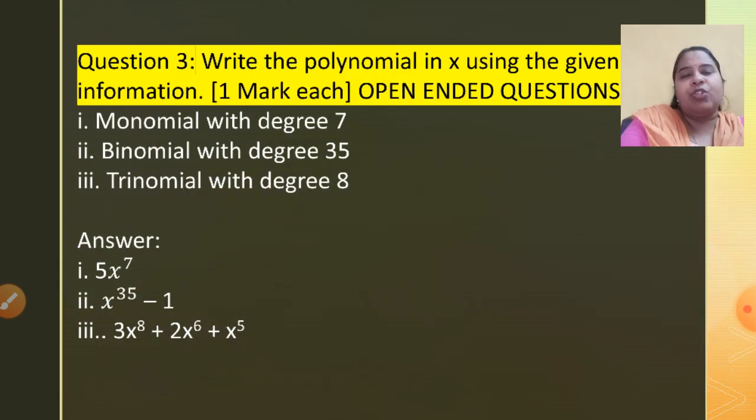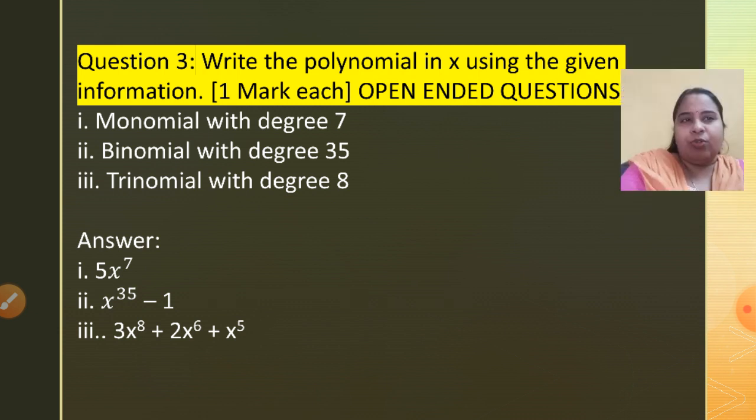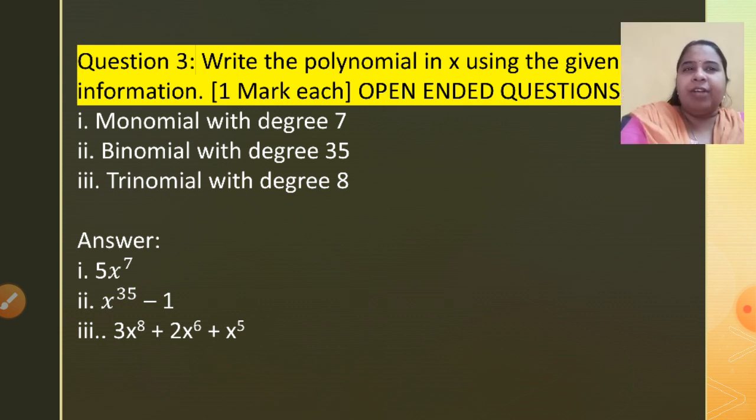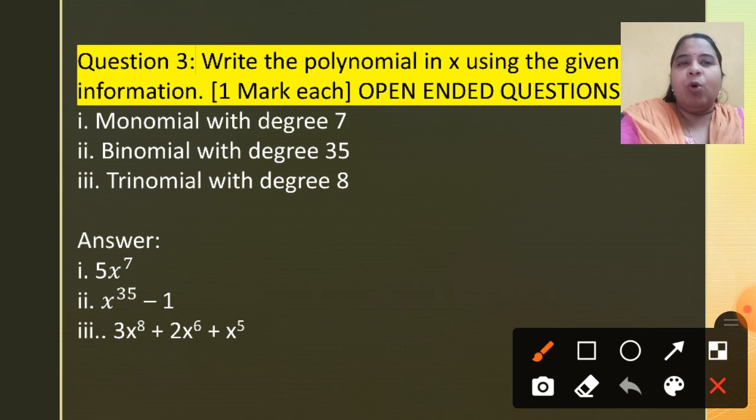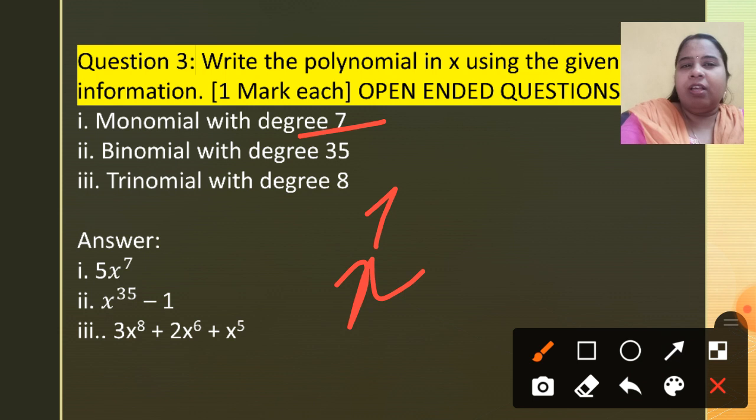See, next question. Question number 3 is an open-ended question. Why? Because it is given, write the polynomial in x, the variable should be x, using the given information. Now, what is the first one? Monomial. Monomial means one term with degree 7. So I feel I should write it as x raised to 7. It's done, one term and degree is 7, so it is a monomial. If you want, you can write any constant number before it. It depends upon you, so it varies from student to student. That is the reason it is an open-ended question.